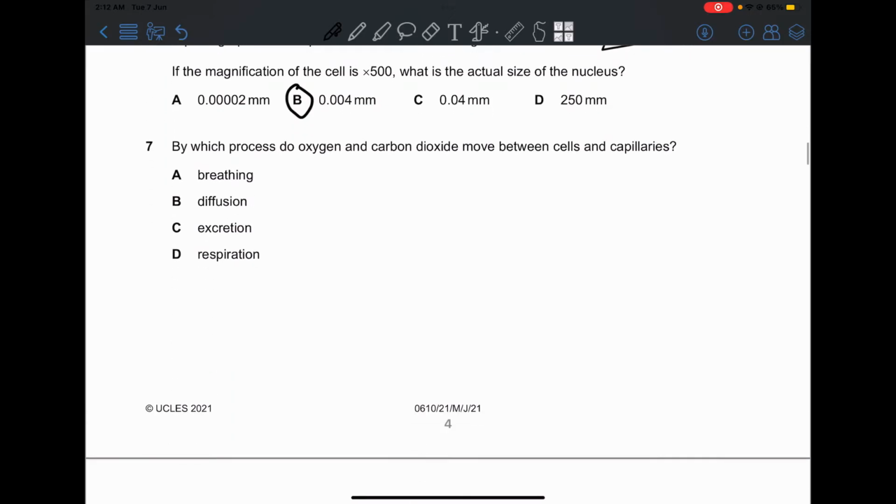Now question number 7, by which process do oxygen and carbon dioxide move between cells and capillaries? Now we know that any gas is moved by a process called diffusion, so that's going to be our answer over here.